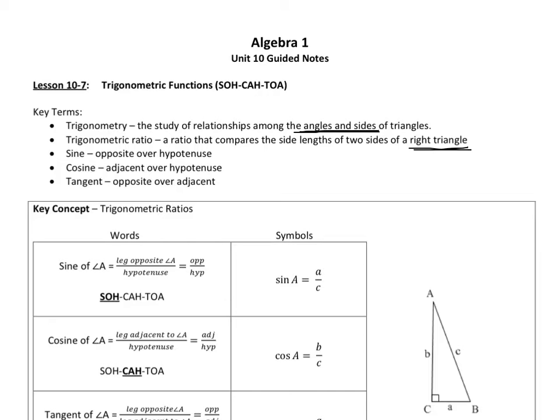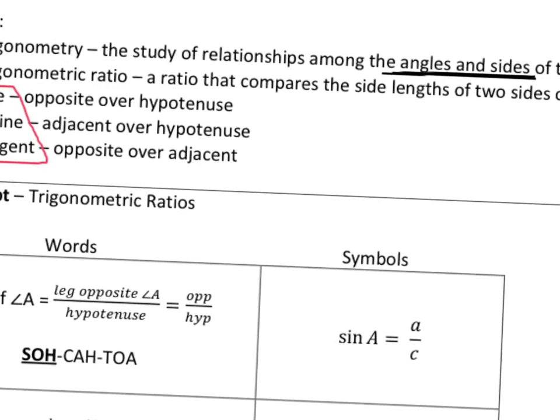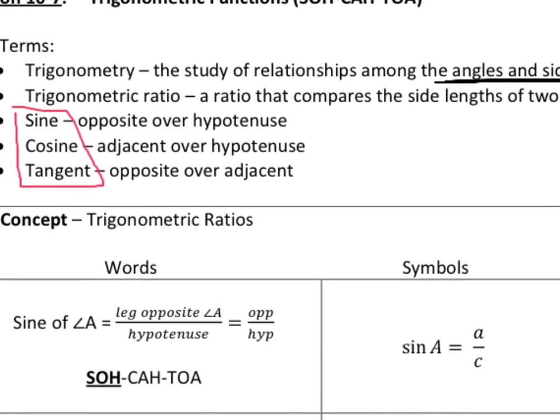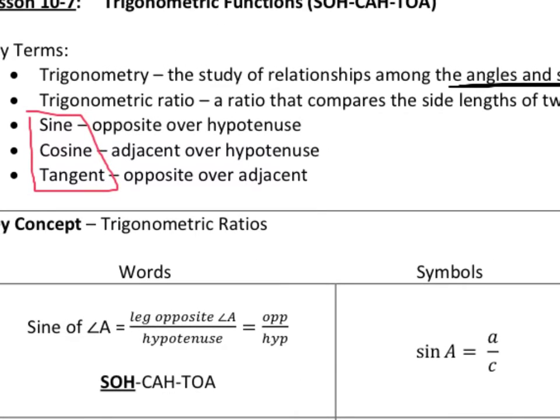Now, when you compare sides and an angle of a triangle, you have three different ratios that you can create: sine, cosine, and tangent. And on your calculators, the sine button is SIN, the cosine button is COS, and the tangent button is TAN.